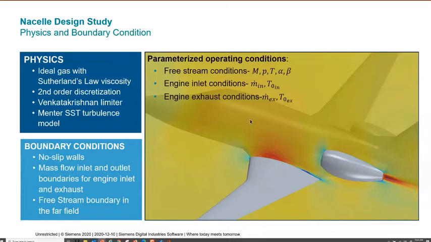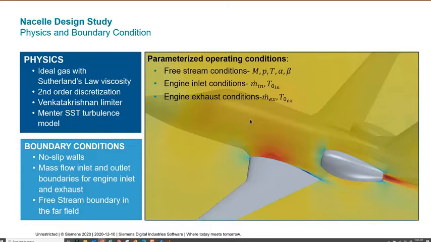So having got a mesh, now we move on to setting up physics and boundary conditions and so on. We were using RANS simulations, ideal gas with Sutherland's law for viscosity, second order discretization with a Venkat limiter to prevent spurious oscillations. Turbulence was handled using a Menter SST model. Boundary conditions were relatively straightforward. We have a characteristics-based far field boundary, no-slip walls for the solid walls, and then for the engine inlet and nozzle exhaust, we used mass flow boundaries. All of the operating conditions were then parameterized so that, once we get into the design exploration aspect of things, we can have Design Manager go through and manipulate these conditions in a straightforward fashion.